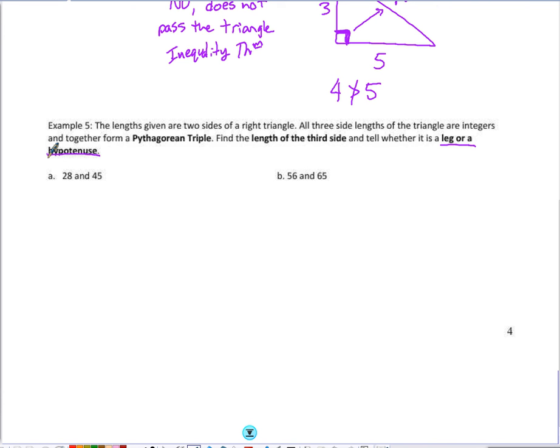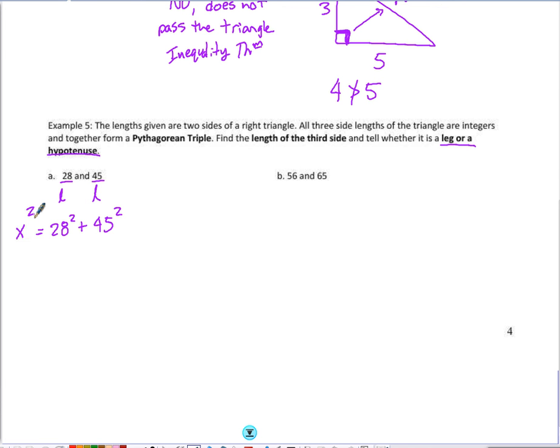So let's just assume that 28 and 45 for this example are both legs. And if we get something that's a decimal in our calculator, then we know we need to try it as if the 45 is the hypotenuse. So let's take 28 squared plus 45 squared. The sum of those two values squared needs to be equal to the missing side squared, which is our hypotenuse. So we'll put those into our calculators, which are relatively large numbers.